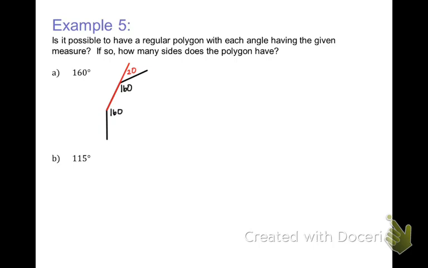Around the outside. And what do all of those have to add up to? 360. So how can I figure out how many sides that would have to be? How many 20-degree angles go into 360? What did you do to find that? 360 divided by one of my exterior angle measures. What does that give you? 18. So your answer is that yes, it's possible.